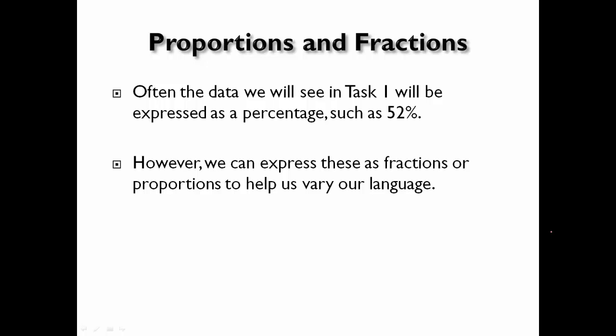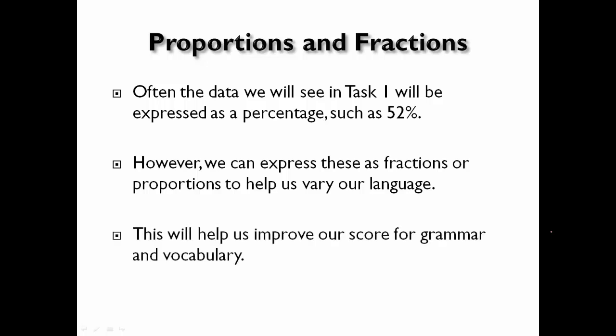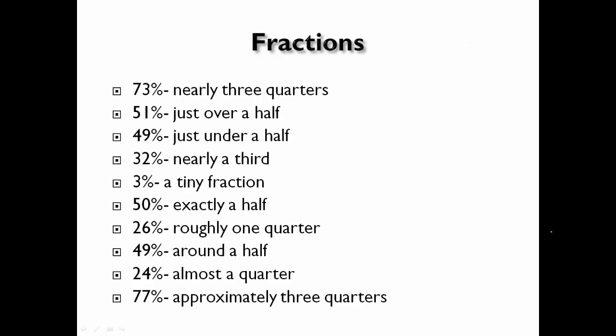It's very easy just to copy 52%, but you don't want to do the easy thing. You want to show the examiner that you're better than most candidates. You want to show them that you deserve a 7, 8, or a 9. So what you do is you change 52% to a fraction or a proportion. This will help us improve our grammar score and our vocabulary score. So let's look at how we can do that.